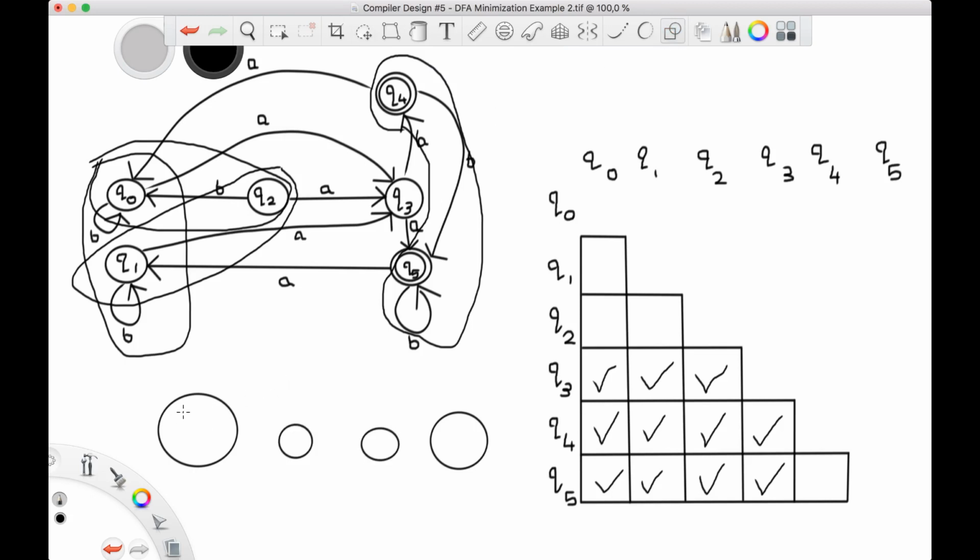So Q0, this is going to be a bit slow, so bear with me. Q1. Hopefully I'm getting an electronic drawing pad soon, so it should speed up a bit then. Q1 and Q2. And then we've got Q3 here.